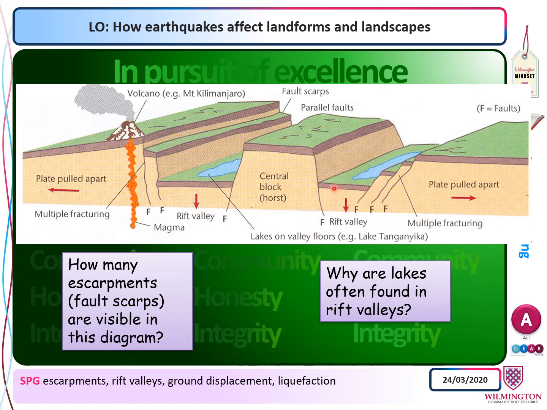It's quite cool. And the central block, which hasn't sunk down because of its angle, because it can't slip down, the angles of the fault planes mean that it just stays there. This is called a horst, not a horse, a horst. And these bits here are rift valleys. And sometimes they're called graben, which I think is a German phrase.